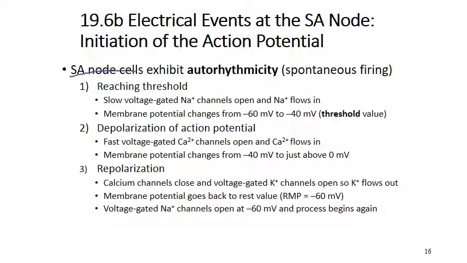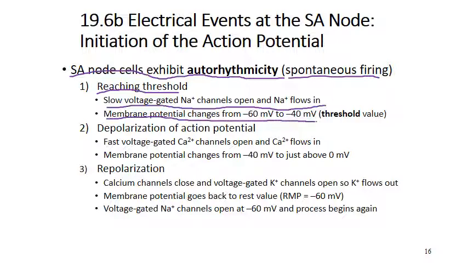So the SA node cells exhibit what's called autorhythmicity or spontaneous firing. So first thing that they're going to do is they're going to reach a threshold. So slow voltage gated sodium channels are going to open and sodium is going to flow into the cell. The membrane potential is going to change then from being a -60 millivolts to a -40 millivolts. This is what we call the threshold value.